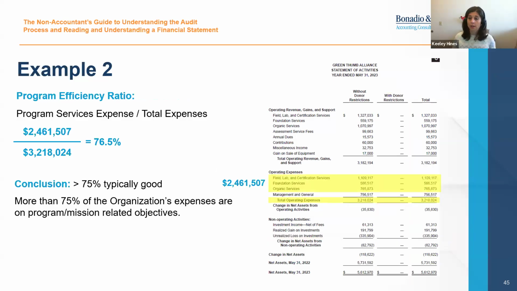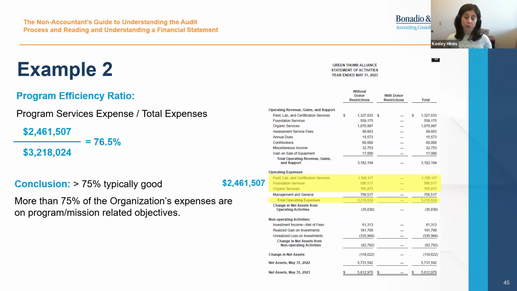Okay, so let's talk about some ratios that you would be able to apply to your statement of activities. So again, what's going on with your revenues and your expenses in particular. So this program efficiency ratio is really kind of nice because it zeroes in on the program expenses in relation to the total expenses.